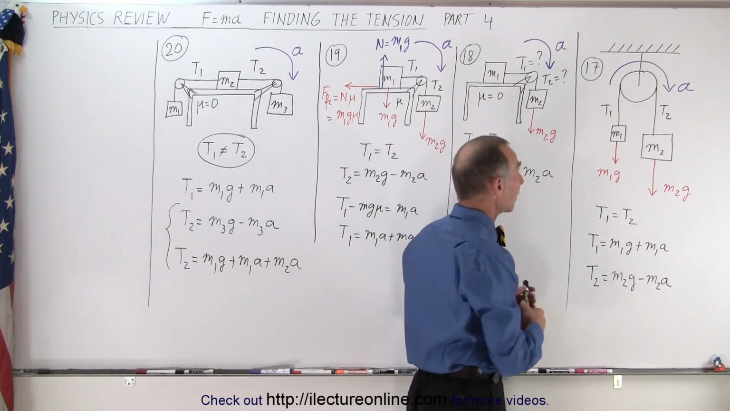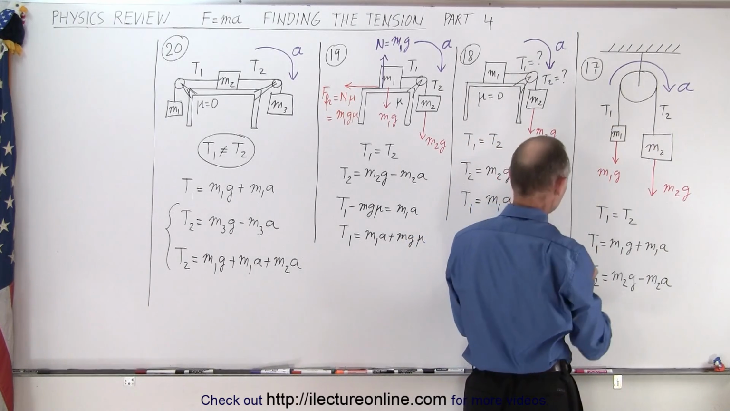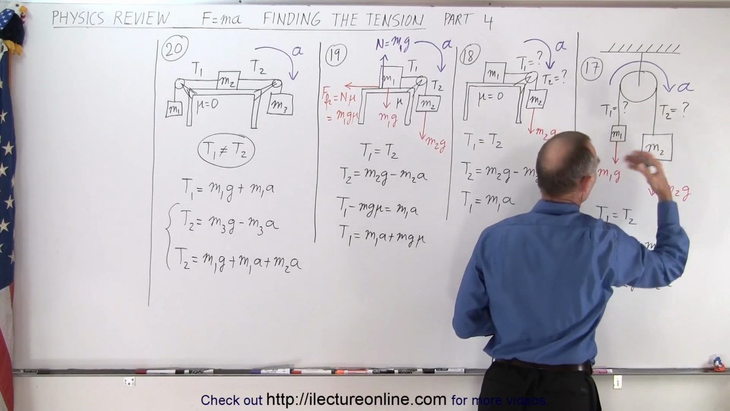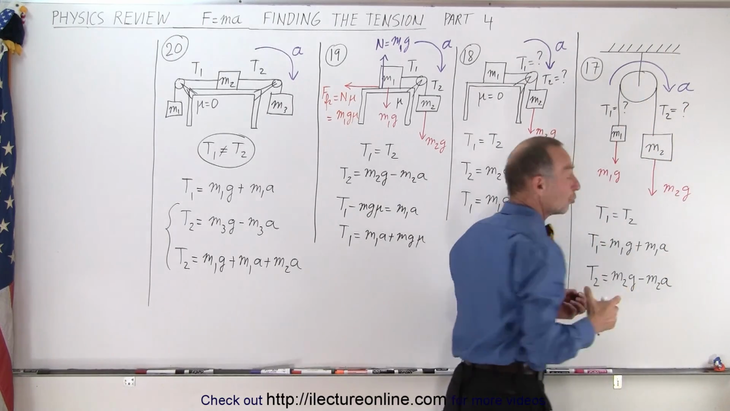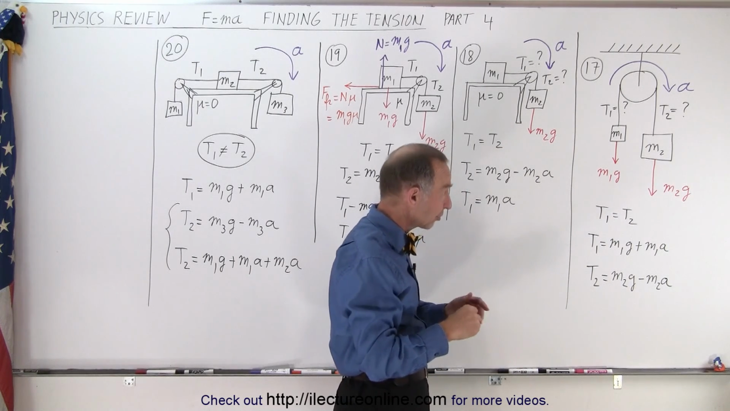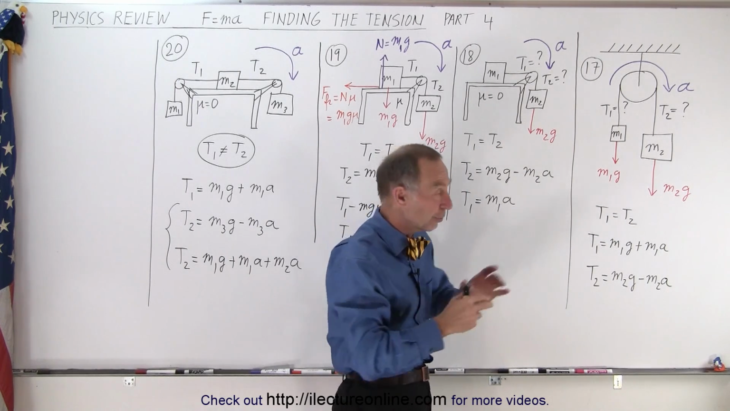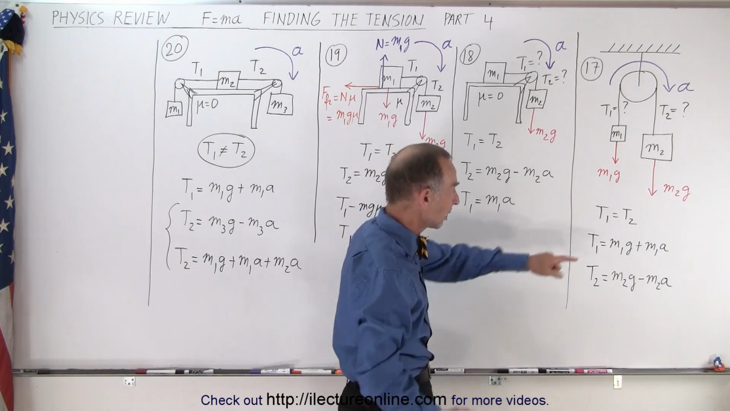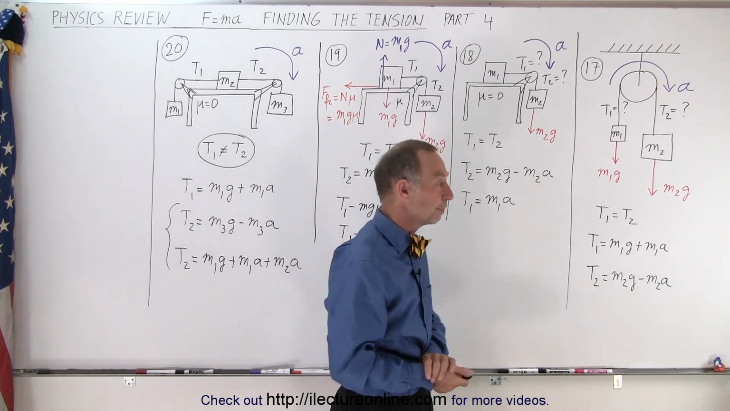And here we need to figure out the tension T1 and the tension T2. So we're trying to figure out what these are equal to. But then we have to realize if the pulley has no mass and no friction, so usually they will tell you it's a small pulley with very little mass and no friction, then the tension on both sides will be equal to one another. So we can then conclude that T1 equals T2.